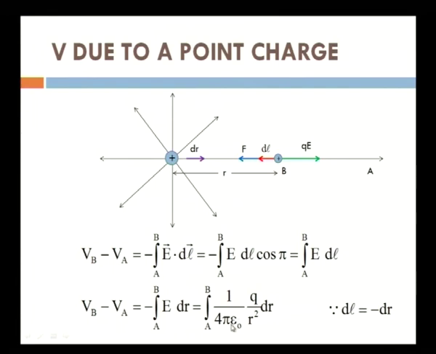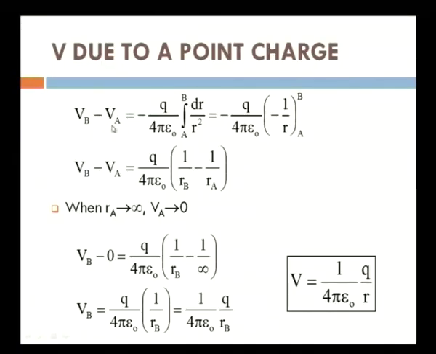E is 1 divided by 4 pi epsilon naught q by r square. This relation we have already come across in the previous lectures. Now, we have to carry out the integration to find the electrostatic potential. Let us do the integration now. So, mathematically the integration is carried out here.